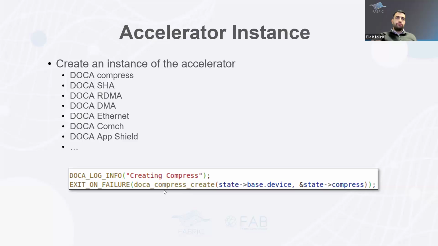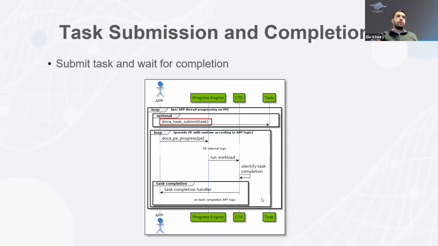So you call the docker compress create. And then you submit the task and you wait for the completion. Okay, so there's going to be a loop. The Docker PE, the progress engine, is going to be doing the progress. And then whenever you get the job done or the compression ended, you're going to get a callback and then you can continue doing something else.